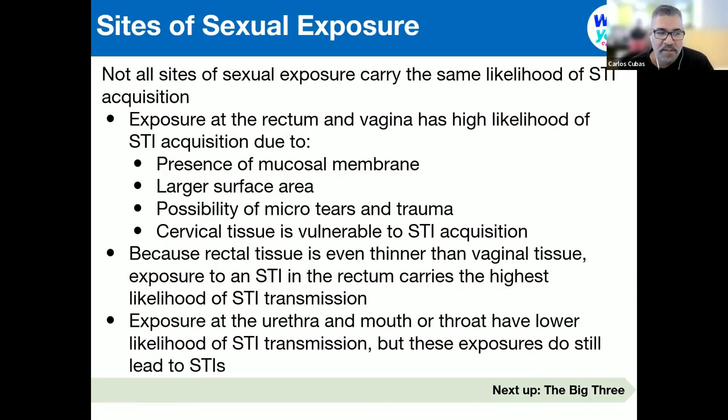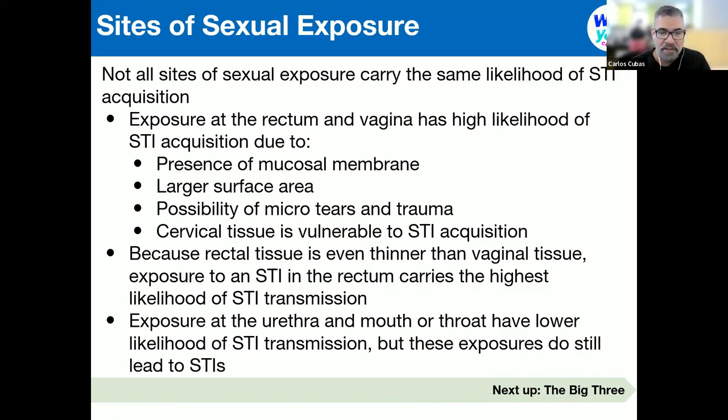We're going to talk about sites of sexual exposure, and not all sites of sexual exposure carry the same likelihood of STI acquisition. Exposure at the rectum and vagina has a higher likelihood of STI acquisition due to the presence of mucosal membrane, larger surface area, the possibility of micro tears and trauma, and cervical tissue being vulnerable to STI acquisition. In simpler terms, the skin inside the vagina and the rectum is referred to as mucosal membrane, or pink parts, as you may have heard in other presentations. This skin is more absorbent because of the inside. You have mucosal membrane also inside your nostrils and in your throat. So these areas are more sensitive, and friction may cause micro tears.